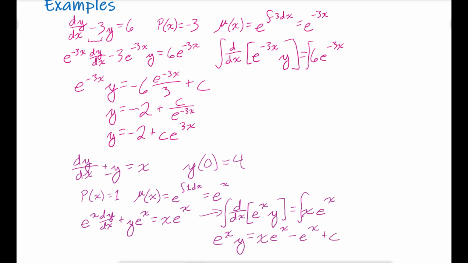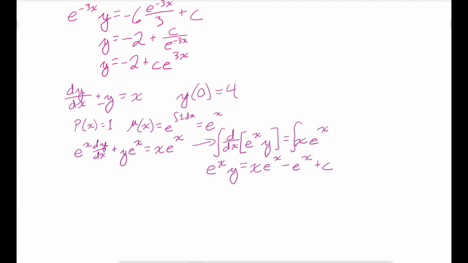And all that's left for me to do is solve for y. Solving for y is as simple as dividing by e to the x, so I get y equals x e to the x divided by e to the x is just x, minus e to the x divided by e to the x is 1, plus a constant divided by e to the x. Now again, I have a positive exponent in the denominator, so you could bring that up and make it a negative exponent. That's kind of a what do you want to do? It's up to you, preference thing.